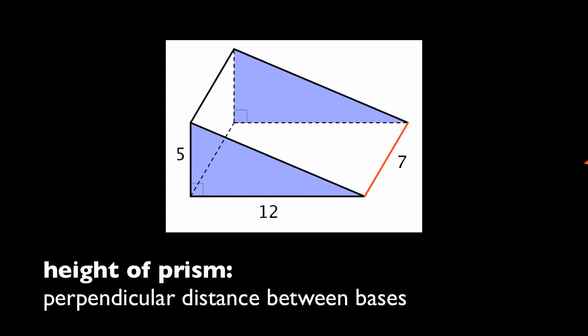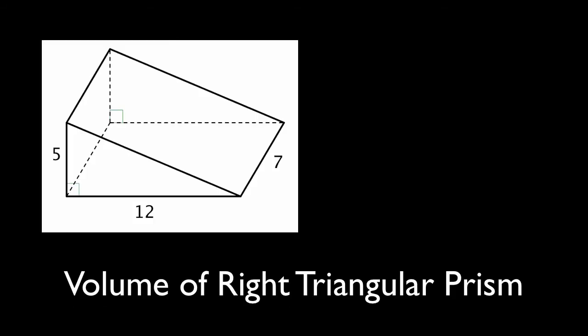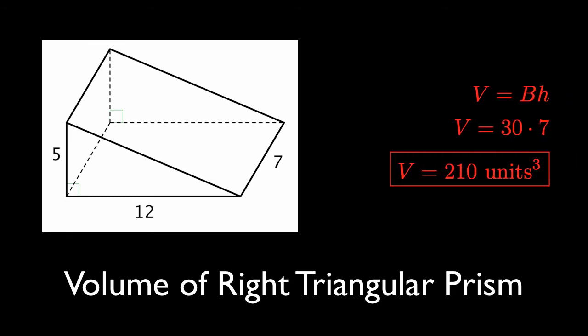The height, remember the height of a prism is the distance between the two bases. And so therefore the volume of this right triangular prism is area of the base, which is 30, times height of the prism, which is 7. So we have a total of 210 cubic units. Now make note, when we're dealing with volume, we're dealing with cubic units of measure, not square, but cubic.